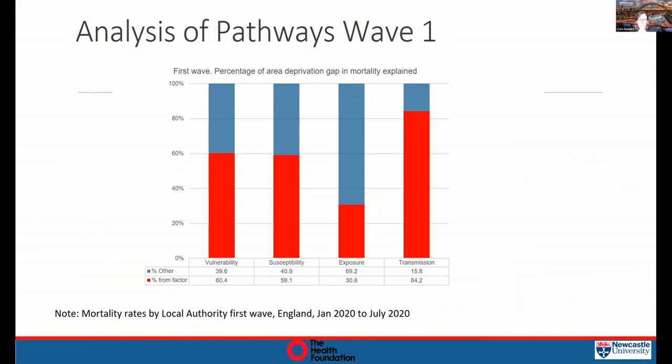Using a decomposition approach, we've modelled the pathways using various area level factors. We used principal component analysis to put various factors into different pathways, and then calculated what extent of that gap was explained by these different pathways. And this varies from around 30% of the inequality between areas being explained by exposure, up to over 80% being explained in terms of community transmission factors.